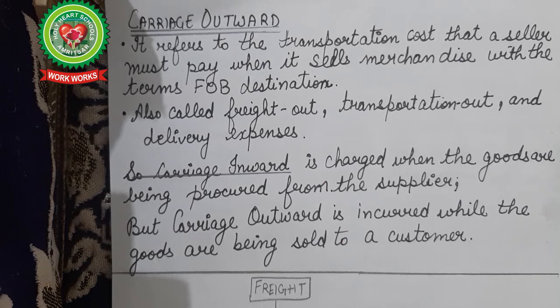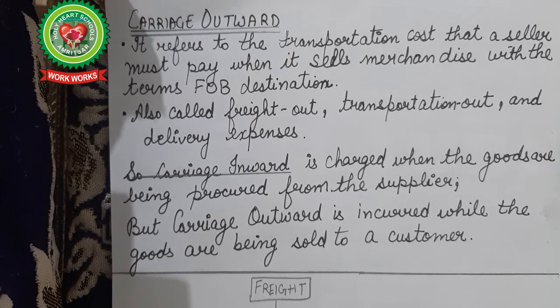Lorry expenses, van expenses, passenger and loaded train expenses in which goods are transferred, the train which carries goods. In simple language, which a layman uses, carriage inward and outward is like the rent of a commodity which can carry your goods from one place to another. It can be a small truck, a small auto rickshaw, anything.